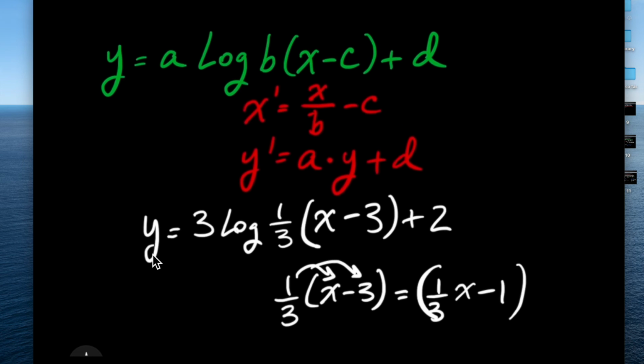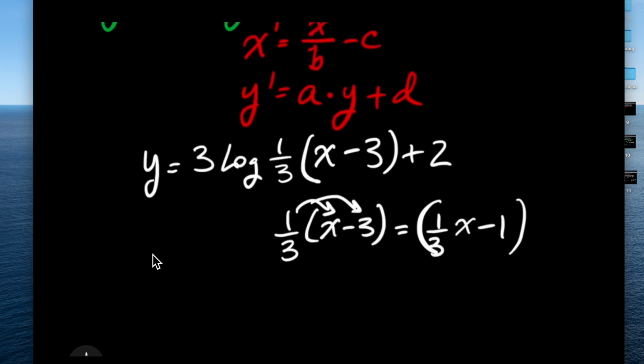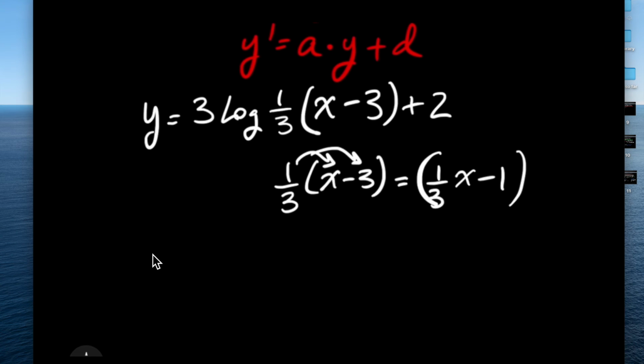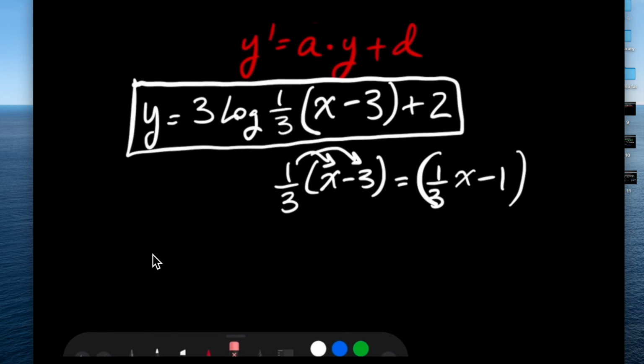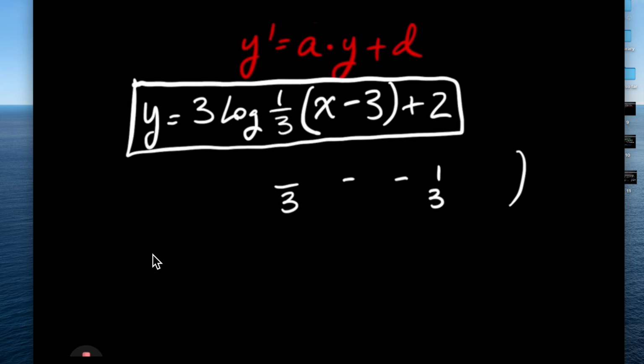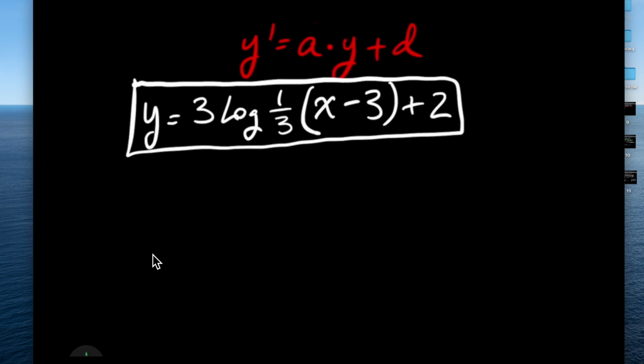All right, and indeed that matches our original equation, 1/3 x minus 1. Okay, so here's the equation we are going to be working with in terms of our a, b, c, and d values. So let's go ahead and document those. Our a value is going to be 3. Our b value is going to be 1/3.